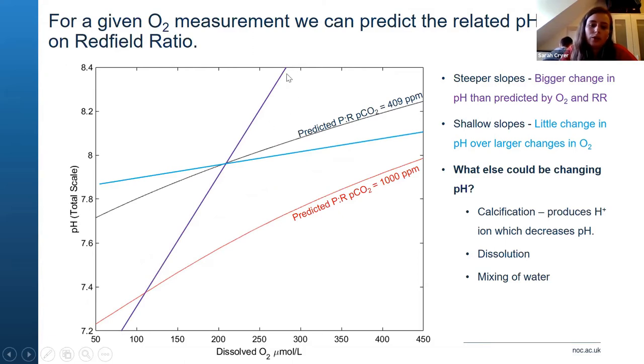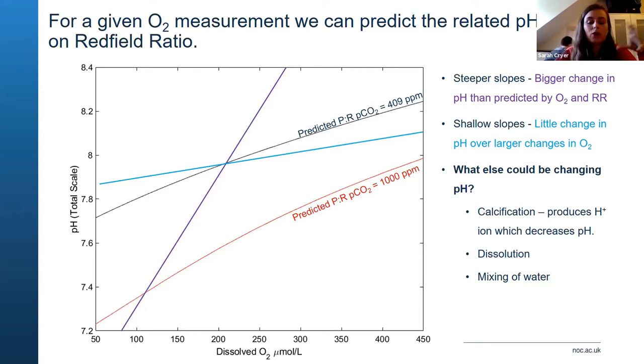This purple line here shows a bigger change in pH than is predicted from the oxygen measurements, and this blue line is a shallower line. If we're thinking about this purple line, where pH is changing much more than is produced by oxygen, something else has to be changing the pH. That could be from input of low pH water, but it could also be from calcification. Corals and other animals with a skeleton and shell produce calcium carbonate.